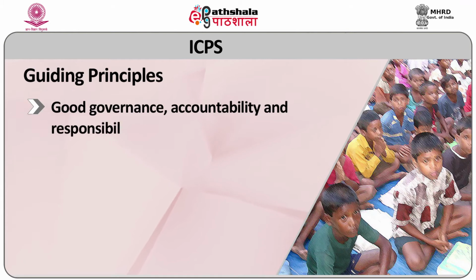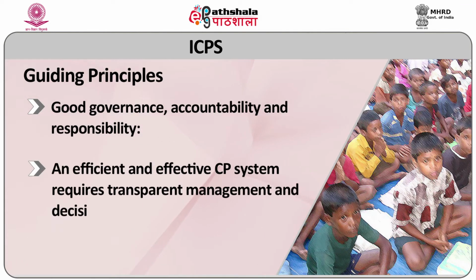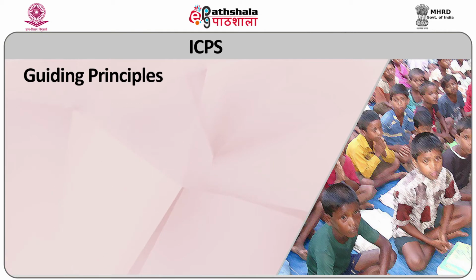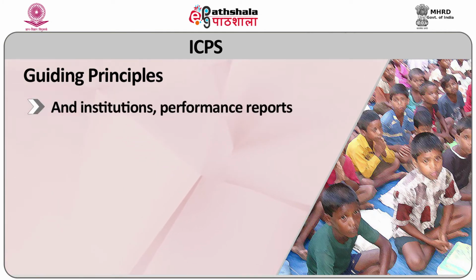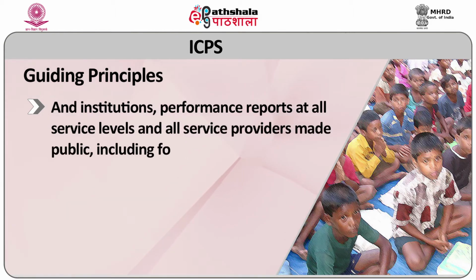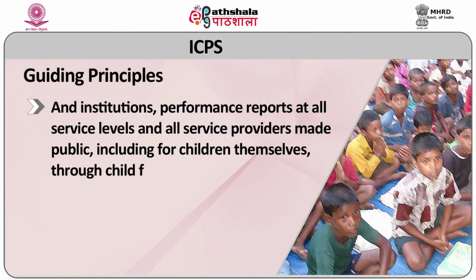Good governance, accountability, and responsibility. An efficient and effective child protection system requires transparent management and decision-making, accountable and responsible individuals and institutions, performance reports at all service levels, and all service providers made public, including for children themselves, through child-friendly reports. What is the target group of the scheme?